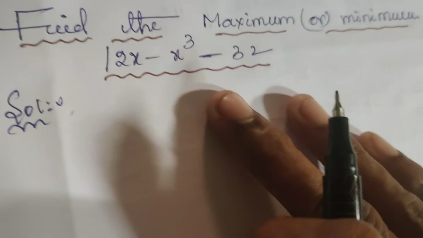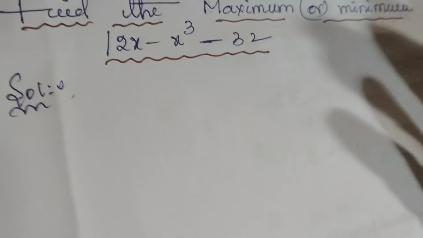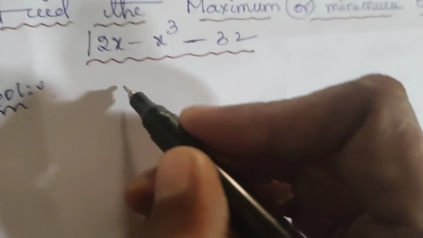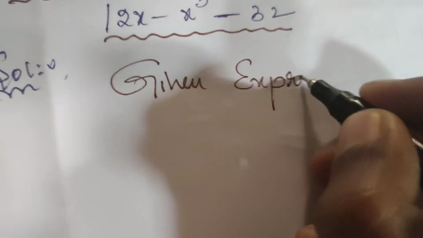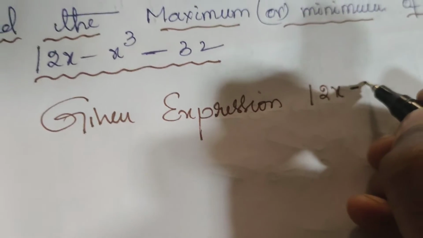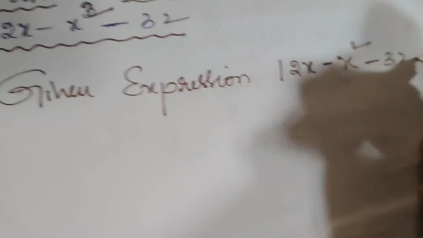We'll get this expression. First of all, check the given expression, whether it is a maximum or a minimum. Now, we are going to solve here. First of all, write the given expression. The given expression is 12x minus, sorry, this is square, 12x minus x square minus 32.